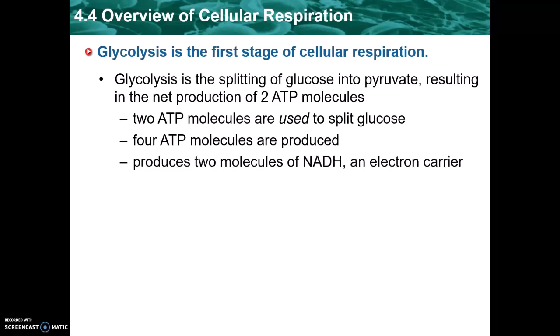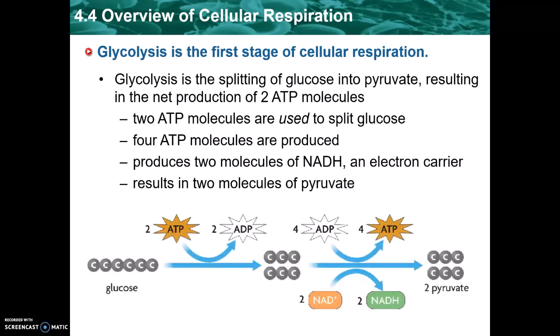This is also going to produce 2 molecules of NADH, which is an electron carrier like we learned about in photosynthesis. It's also carrying that H, that hydrogen, so it carries both electrons and hydrogen. In the POGL, it talked about NADH being a hydrogen carrier, so it carries both hydrogen and electrons. And the end result of glycolysis is going to be 2 molecules of pyruvate.